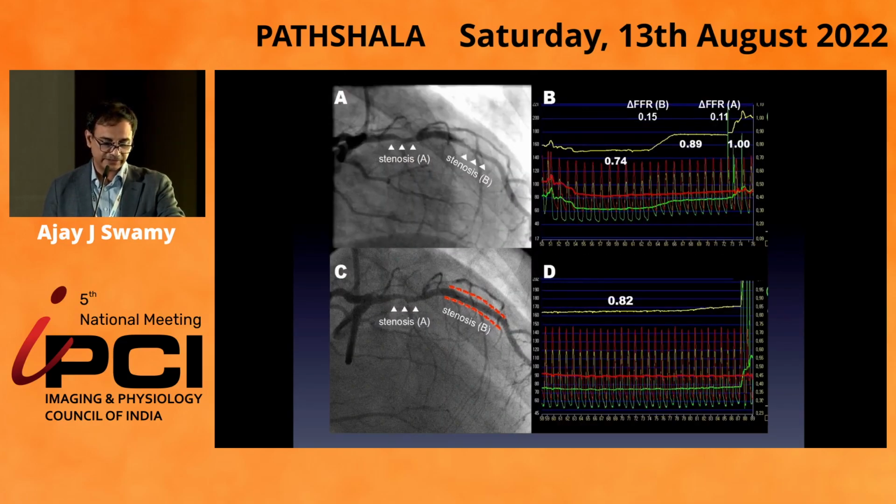Another situation where there are two tandem lesions. Here, the greater pullback is in the distal one, and after the distal one is stented, the proximal lesion is found to be non-significant and can be left.